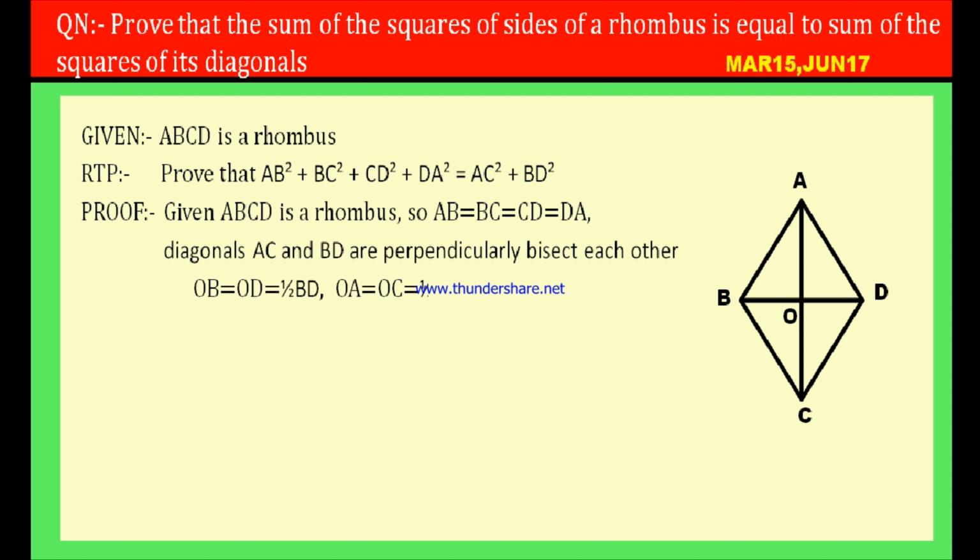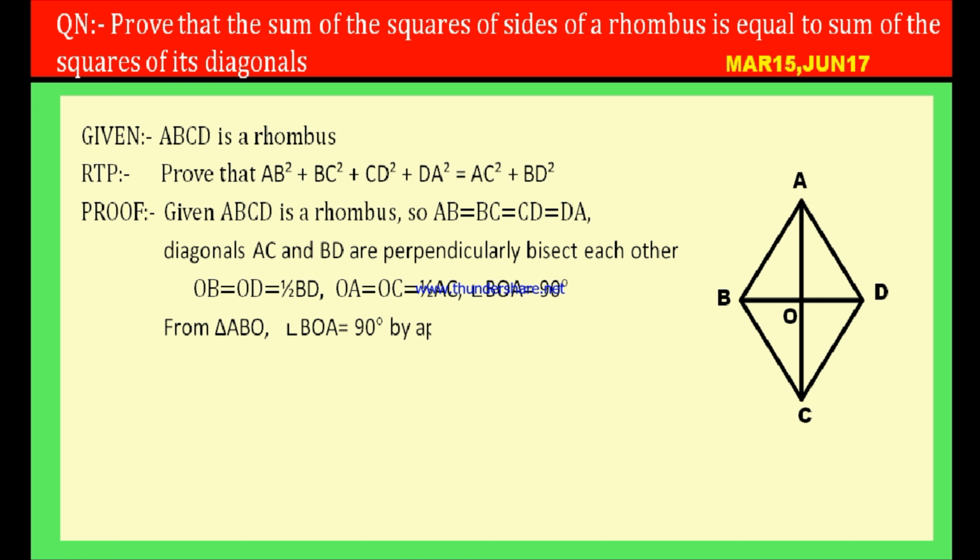Now, since the diagonals bisect each other, O is the midpoint of BD. Then OB is equal to OD and each is equal to half of BD. Similarly, OA is equal to OC and each part is equal to half of the diagonal AC. And also we know that they are perpendicular to each other. Therefore, angle BOA is equal to 90 degrees.